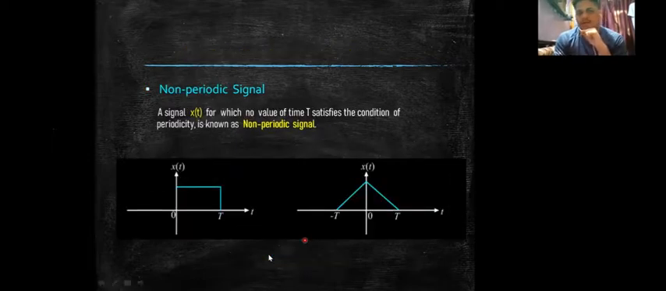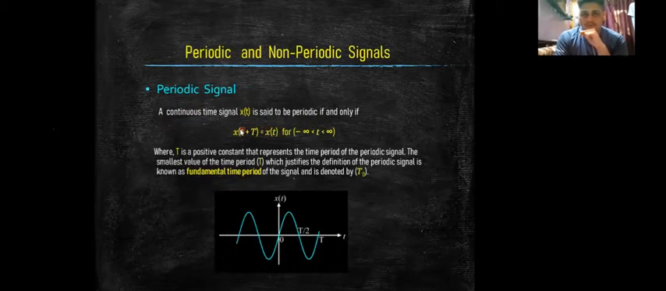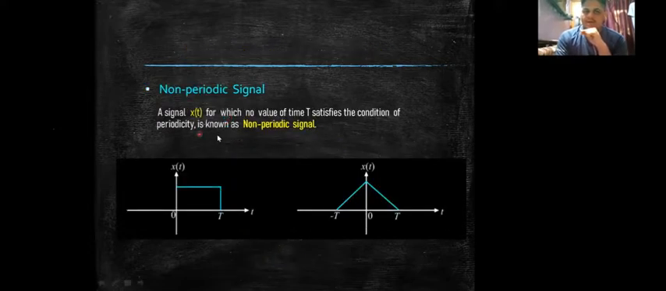Now, let's take a look at a non-periodic signal. A signal x of t for which no value of time satisfies the condition of periodicity, which was x of t plus capital T is equal to x of t for the region between minus infinity to infinity, is known as a non-periodic signal. So, here are two examples of non-periodic signals. As we can see in the first example, there is no repetition of the signal, which indicates that it's a non-periodic signal.